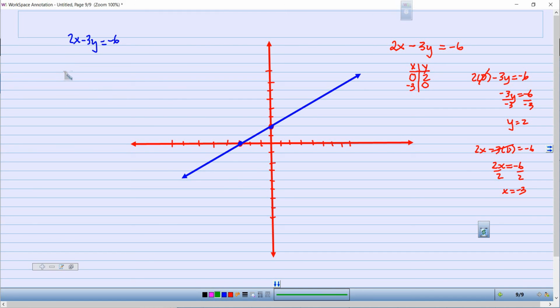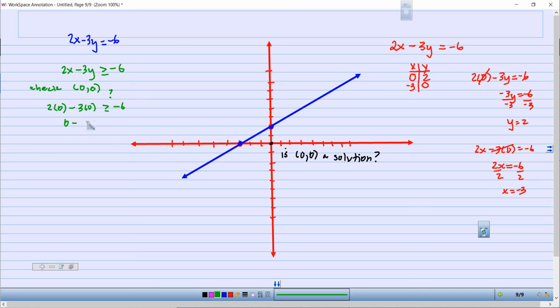But what about if I want to do 2x minus 3y is greater than or equal to negative 6? So what am I going to do? I'm going to check (0, 0). So here's (0, 0), right? I want to know, is (0, 0) a solution? Let's find out. Let's check (0, 0). 2 times 0 minus 3 times 0, is it greater than or equal to negative 6?